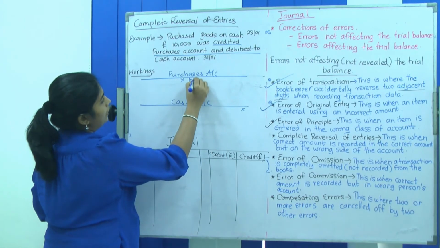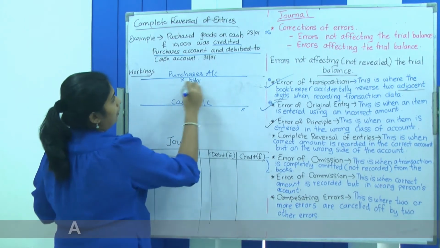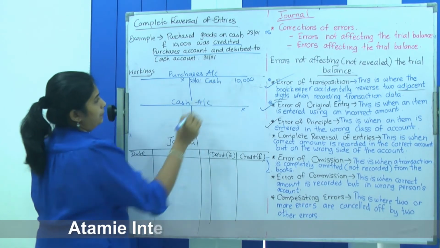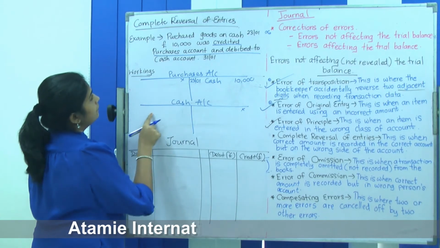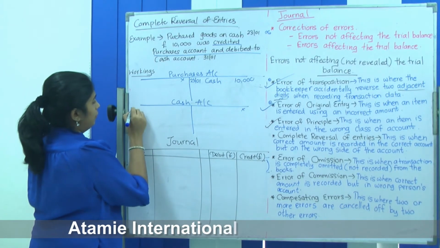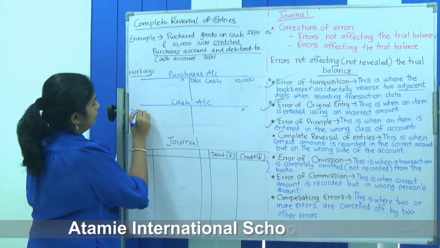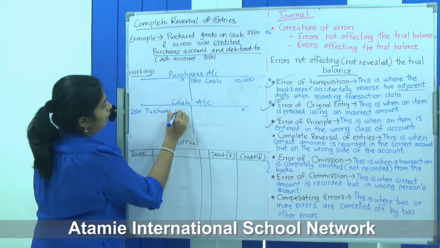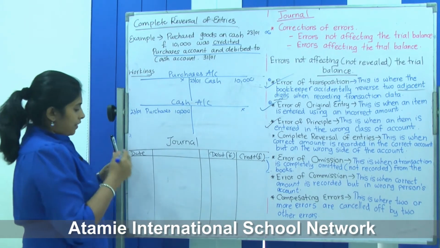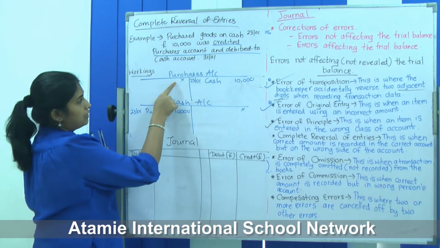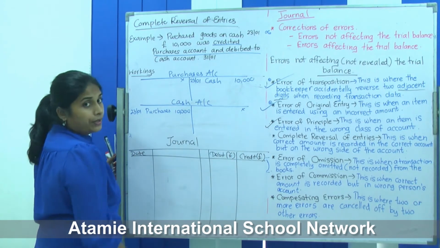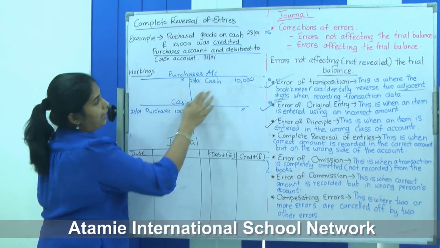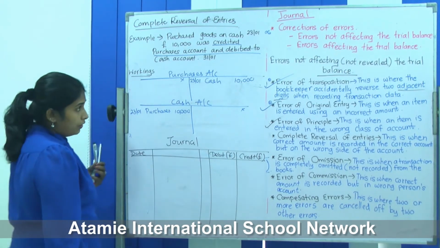That means on 23rd January, they have credited 10,000 as cash to the purchasers, and they have debited the cash account. So now you can see the actual entry is the purchaser should be debit and the cash should be credit, but mistakenly the bookkeeper has messed up and written on the wrong side.